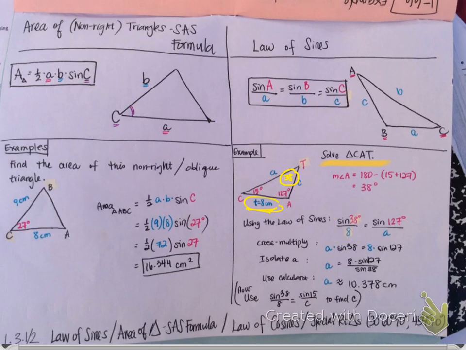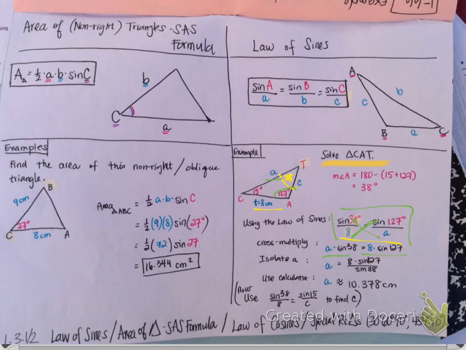Okay, so again, let's look at this. I'm using the sine of this angle divided by this side, which should equal the sine of this angle divided by the opposite side. Once you set this ratio up, now it's really easy because you guys know how to solve proportions, right? You can just cross multiply. So A times sine of 38 equals 8 times sine of 127.